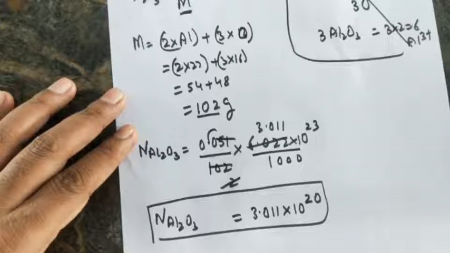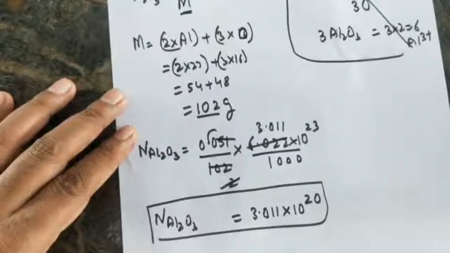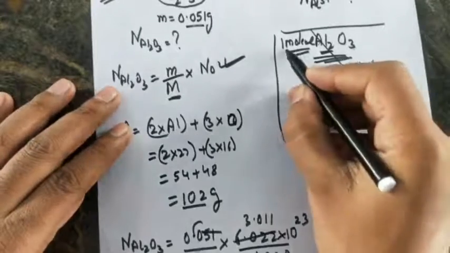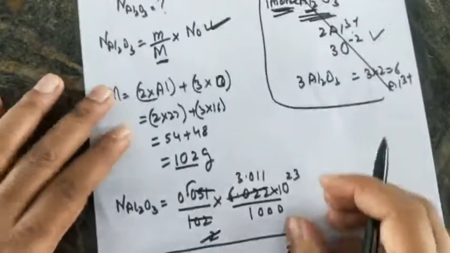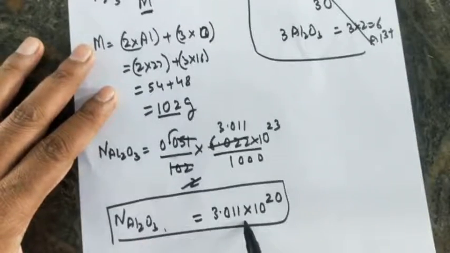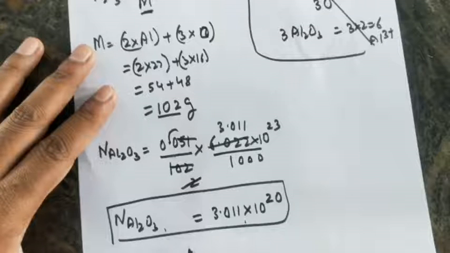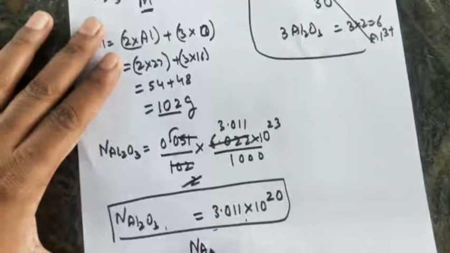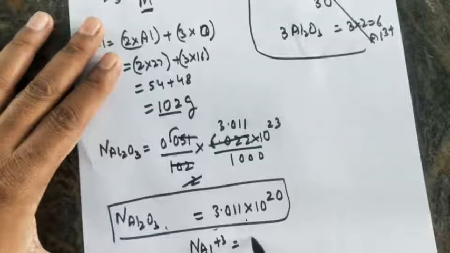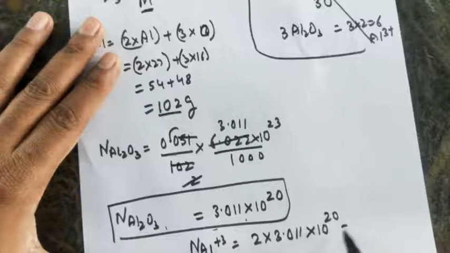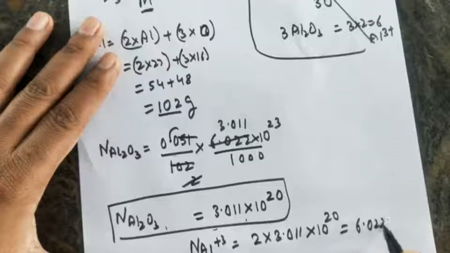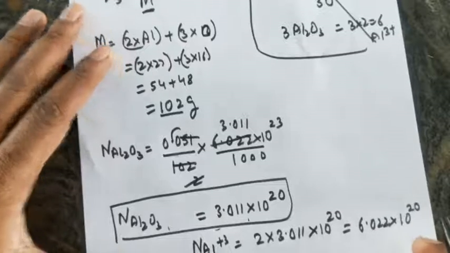But we have to find the number of aluminium ions. As already explained to you, one molecule contains 2 aluminium ions. That means for this much number of aluminium oxide molecules, total number of aluminium ions will be equal to twice into 3.011 into 10 raised to 20, that is equal to 6.022 into 10 raised to 20.